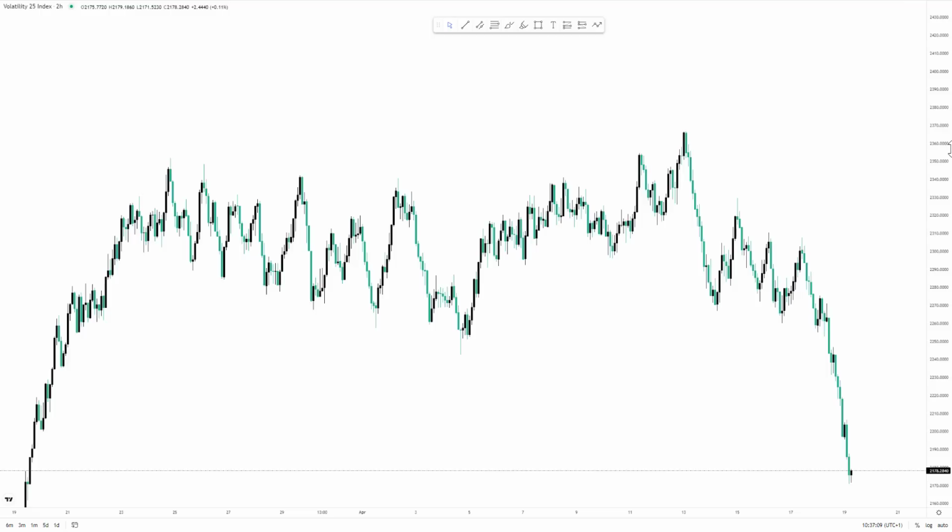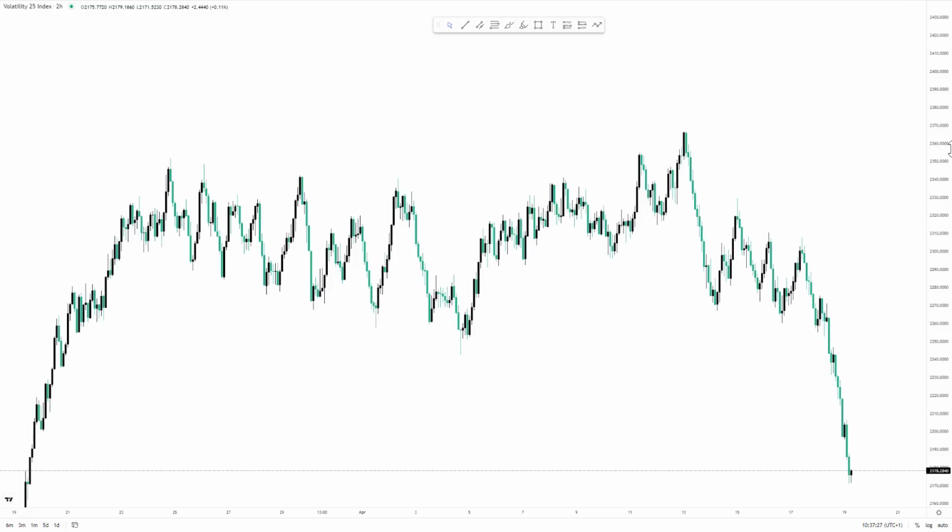In that particular lesson, I didn't take time to explain things you need to know about synthetic indices, and today I'm going to take time to explain synthetic indices itself, then show you how to trade smart money concepts on it. I'm going to give you rules you're going to follow to make the most out of synthetic indices.